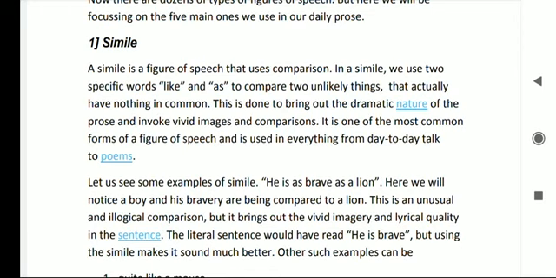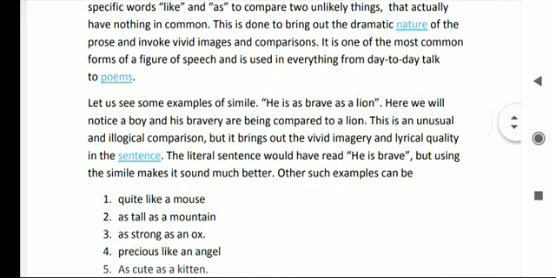In a simile, we use two specific words, like and as, to compare two unlike things that actually have nothing in common. This is done to bring out the dramatic nature of the prose and invoke vivid images and comparisons. It is one of the most common forms of figure of speech and is used in everything from day-to-day talk to poems. Let us see some examples of simile.